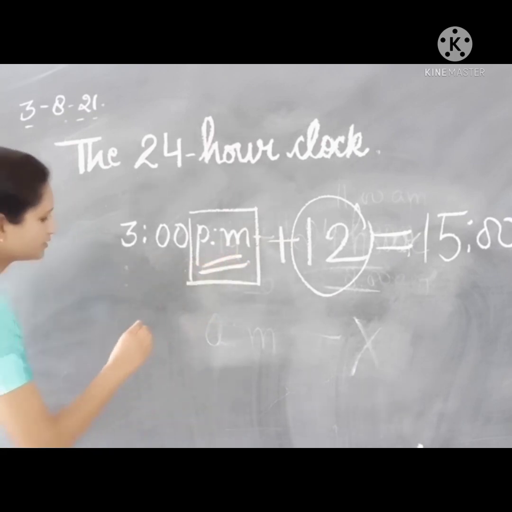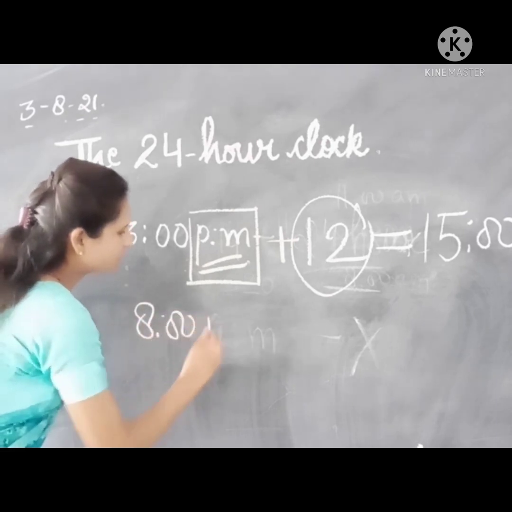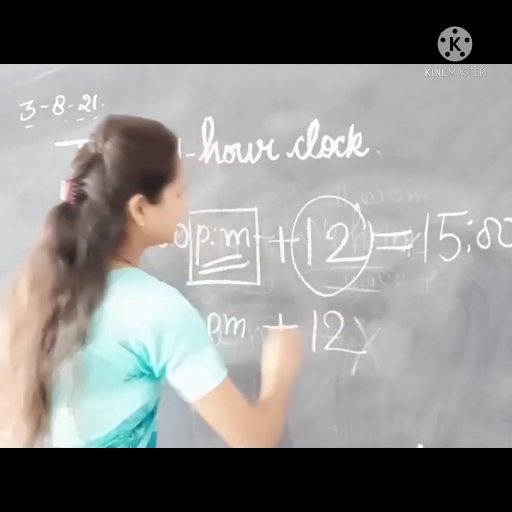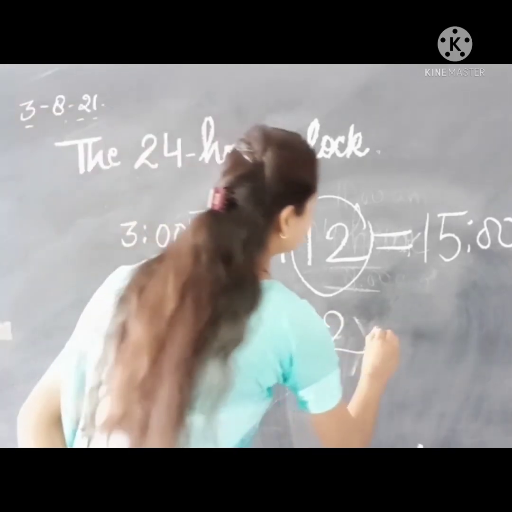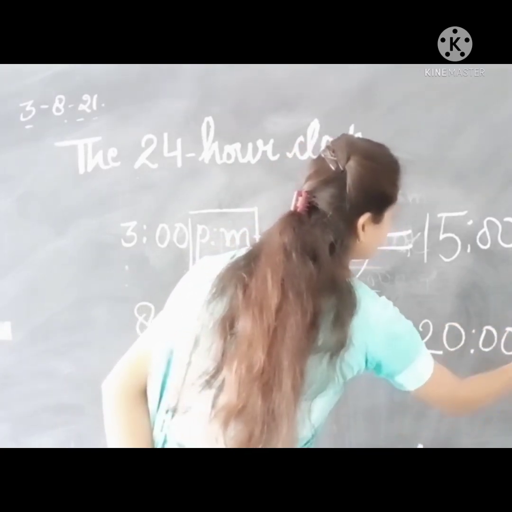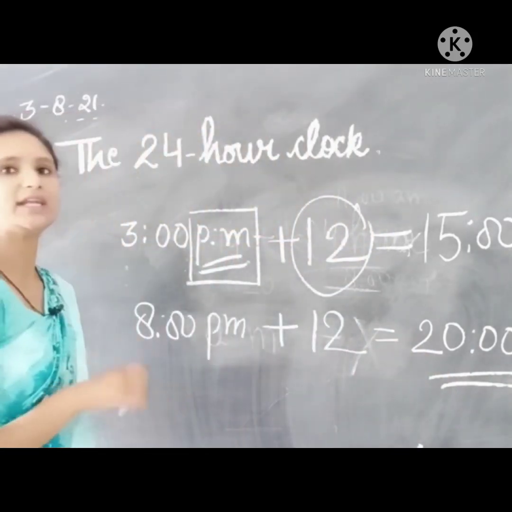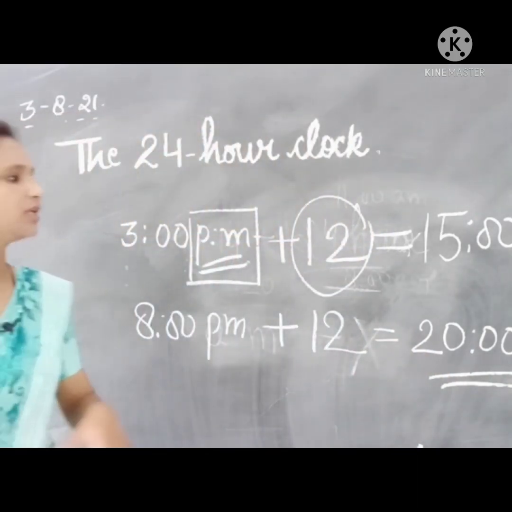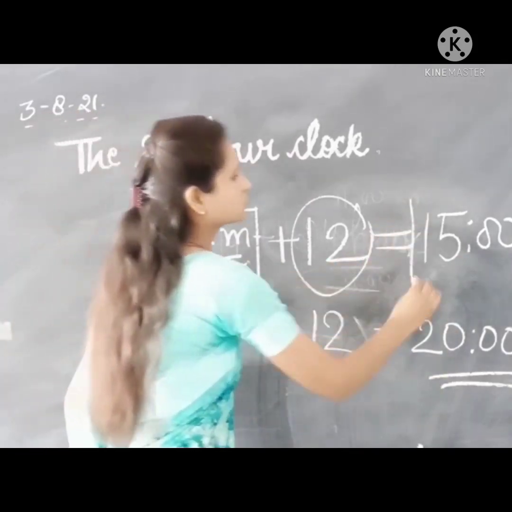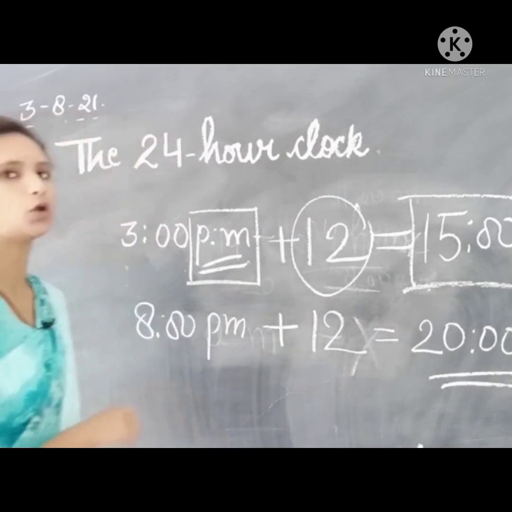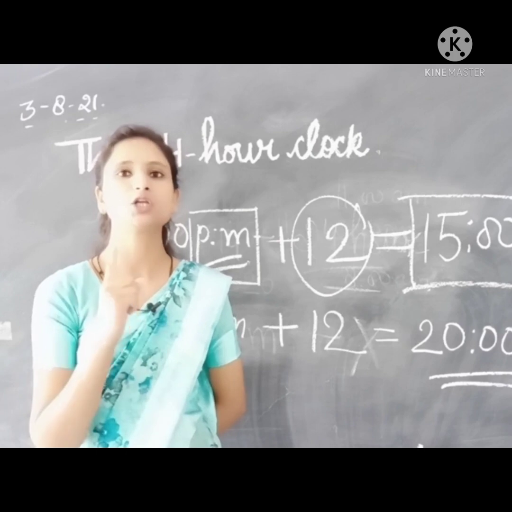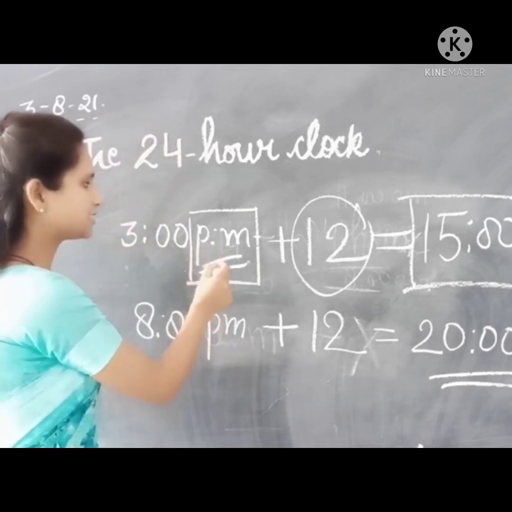If it is 8 PM, you have to add 12 to it, and it will become 20. This timing is in 24 hours: 15, 20. This timing is called 24-hour clock timing. So you simply have to add 12 to the time that is in PM.